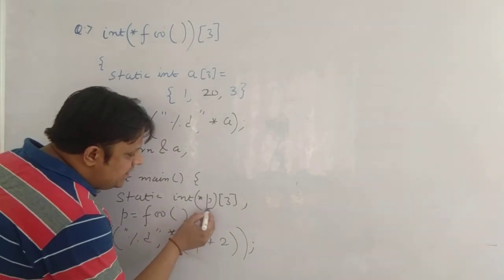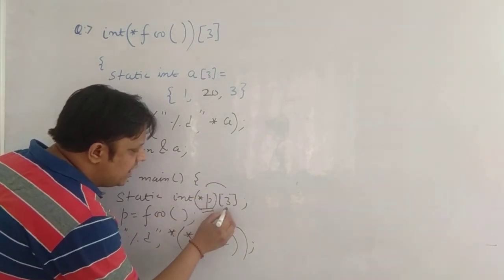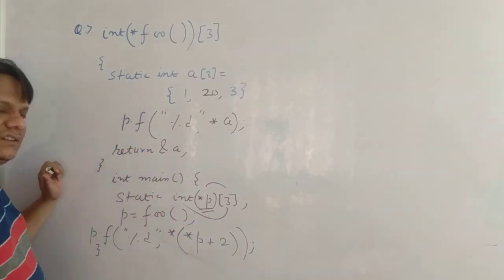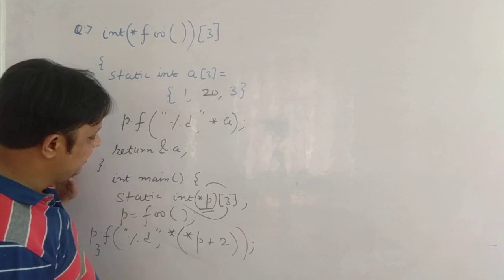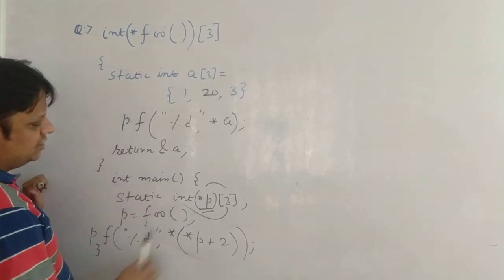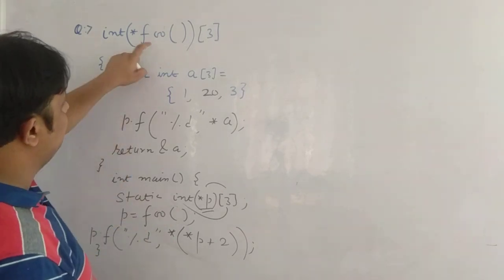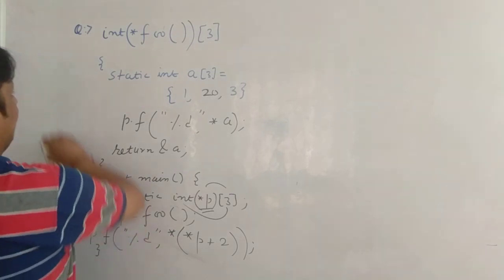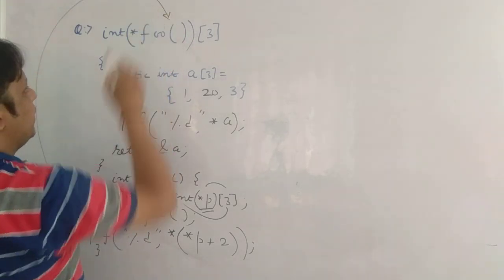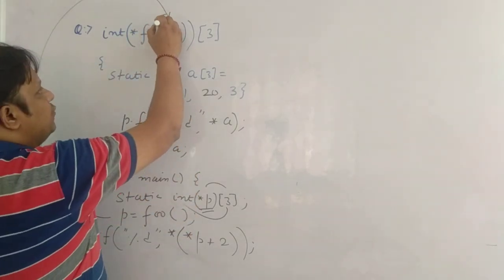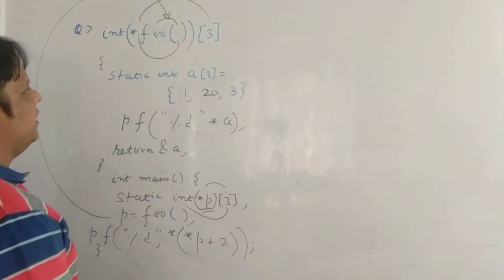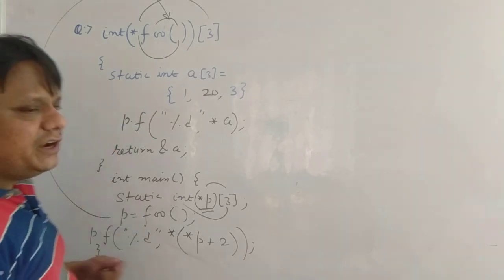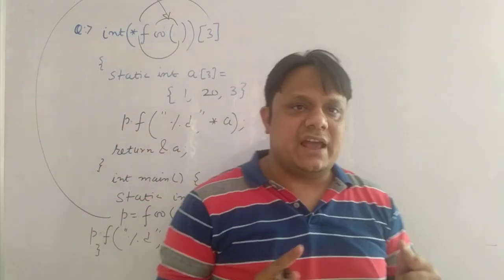It means that your p is a pointer pointing to an array of how many integers? 3 integers, right? So your p is pointing to an array which is having 3 integers. Now p is equal to this function foo. So this function is getting called here. What is this foo function doing? Foo is a function which returns a pointer to an array of 3 integers.